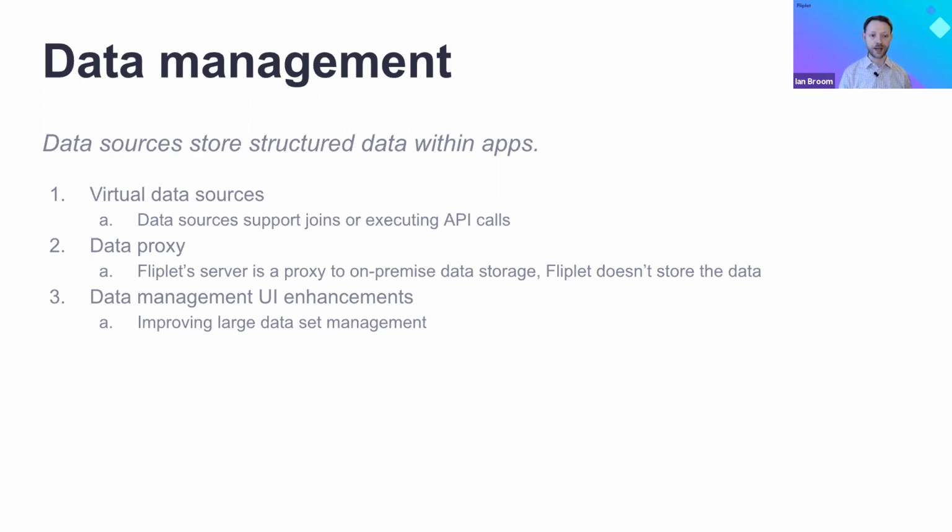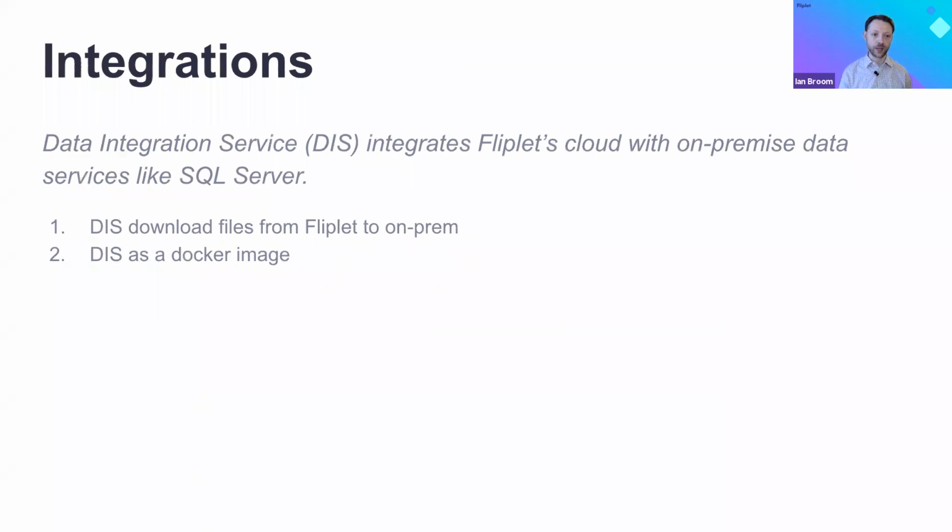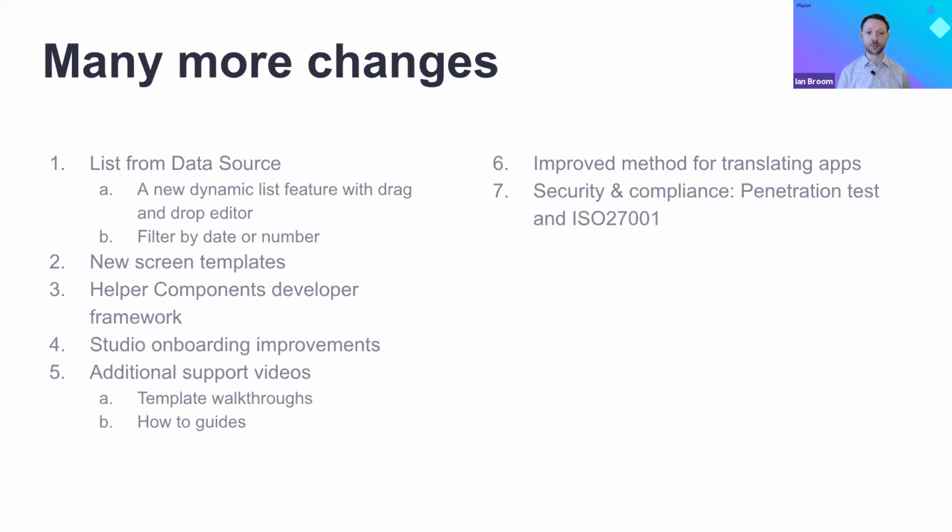And then we're going to be enhancing the data management user interface so that it can deal with large data sets more effectively. We have intentions this year to improve how people use the data integration service, which is our primary form of integration. So not only will you be able to download files from Fliplet to on-premise, but you'll also be able to set up this as a Docker image instead of having to install the software from scratch, typically installed on a Windows machine. We're also going to be doing many other changes, including enhancements to the list from data source that will add drag and drop editor and filter by date and number inside the app.